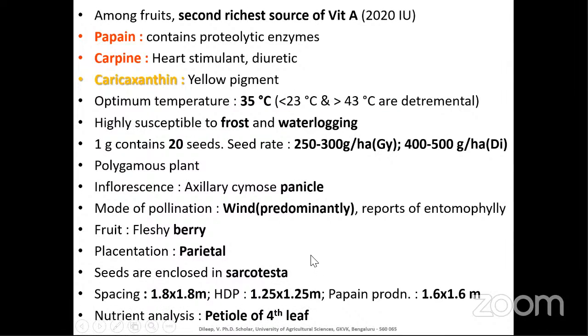And for nutrient analysis, the petiole of the fourth leaf is taken. This is also important, because only for very few crops, this one and also grape, they will repeatedly ask, so you have to remember this. This is one of the important slides because it covers the maximum number of points. I think you have noted it down, and if not, don't worry, I will give you the notes, but noting down is essential.